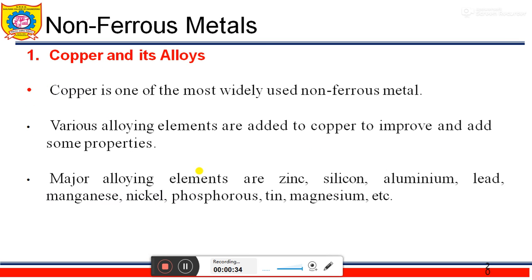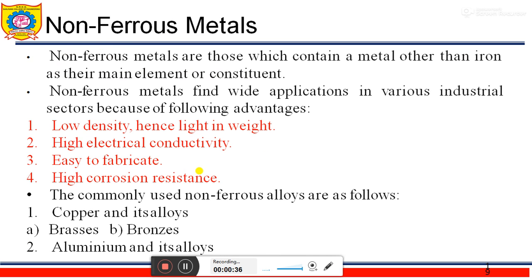Last time we started with non-ferrous materials. In the last video we saw that non-ferrous materials are those materials which contain a metal other than iron as the main element. So iron is not the main element in non-ferrous metals. Various kinds of non-ferrous alloys are copper and its alloys like brass, bronze, and aluminum and its alloys.